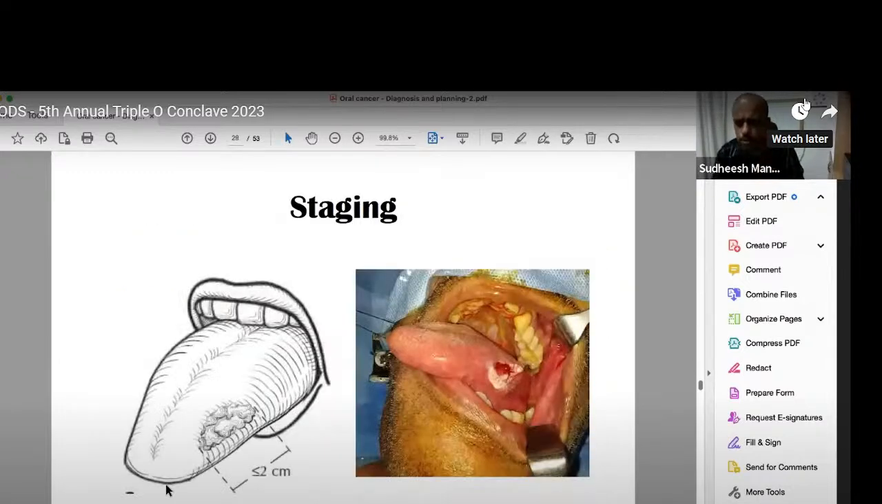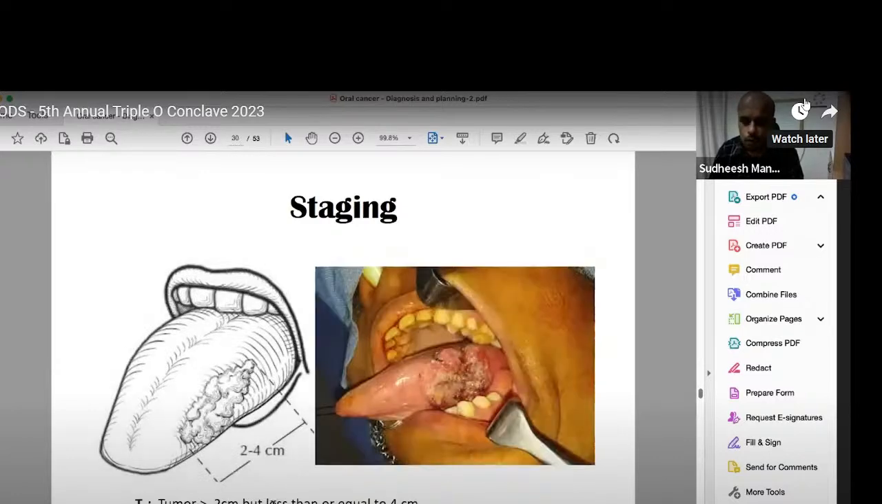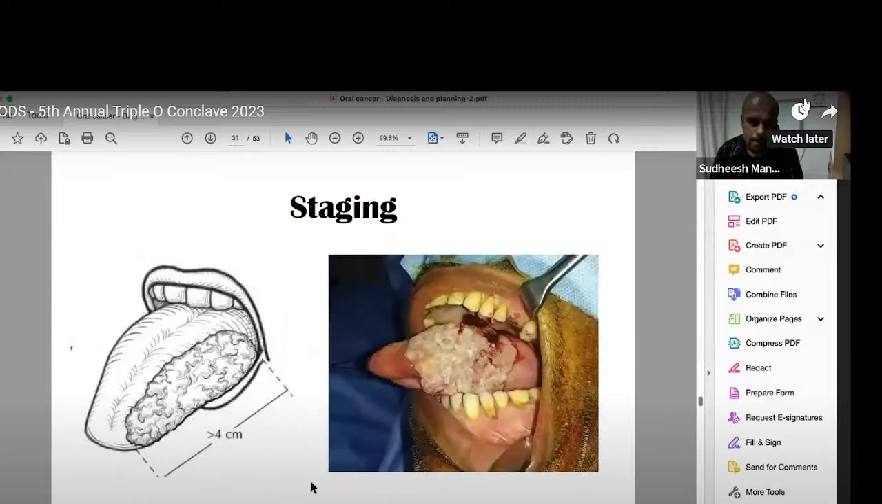I'm not going to elaborate on staging, but I'll give a brief idea of how to stage a disease. T1: any tumor which is less than 2 centimeter is T1, or depth less than 5 millimeters. Any tumor which is more than 2 centimeter but not more than 4, that is 2 to 4 centimeter, is T2, and depth should be less than 10 millimeter. And lesion more than 4 centimeter.